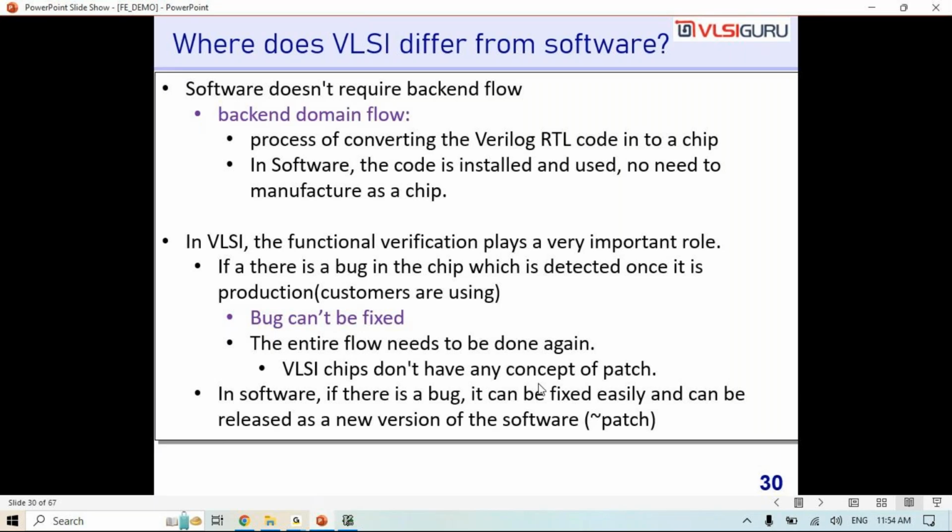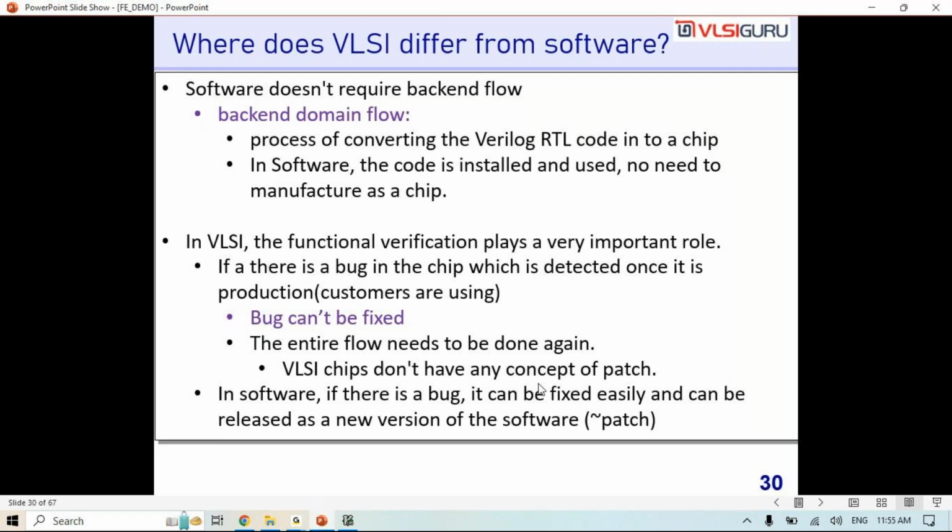Got it. That's why in VLSI, verification plays a very important role. The domain which you are choosing, most of you are joining for the functional verification course. That's why it plays a very important role. In software, it's not so important, because even if there is a bug, the company will not close down. They'll identify the bug, fix it, and release a software patch. In VLSI, you cannot release a patch, you have to redo the entire thing.